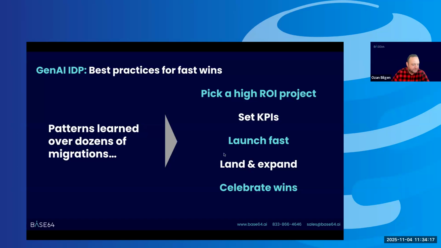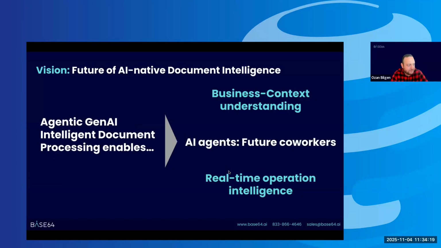Okay, next slide, please. All right, and we also want to talk about how we see the future shaping up. There is obviously a lot to say, but we want to pick three interesting things with these agentic Gen AI intelligent document processing features.